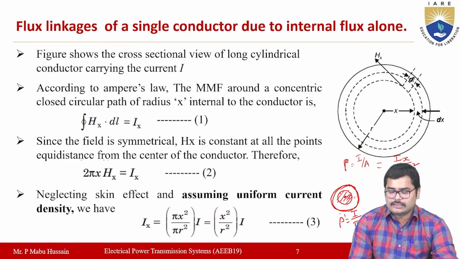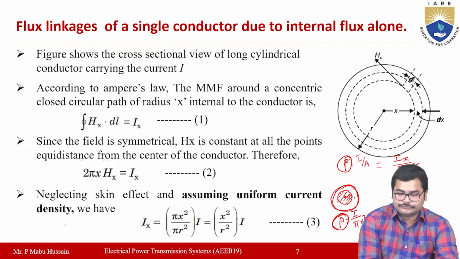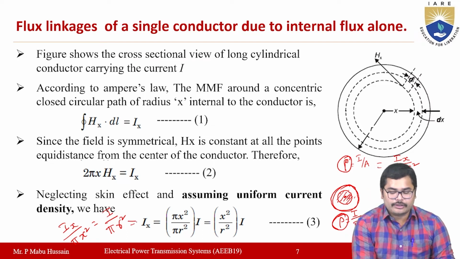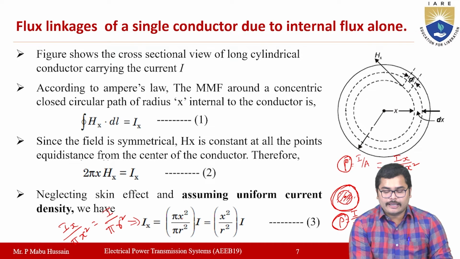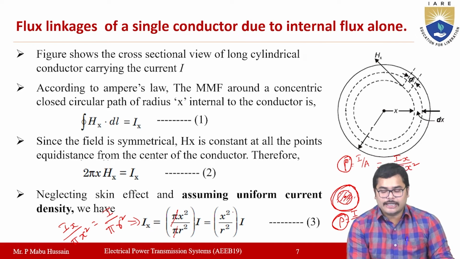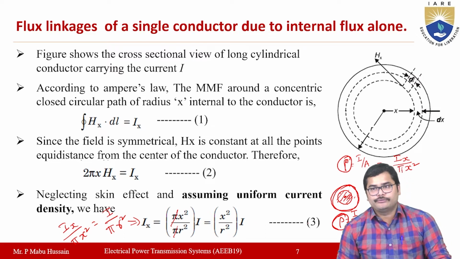Okay, so now the current density will be the same here. This current density and this current density both are the same. So in such a case, what you can write: Ix by pi x square will be equal to I by pi r square. So both will be the same. Now from this you can write Ix will be equal to pi x square by pi r square into I. Here pi and pi get cancelled. So Ix can be written as x square by r square into current I. Let it be equation number 3.